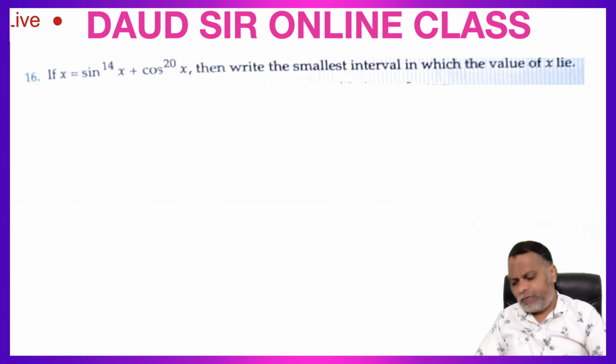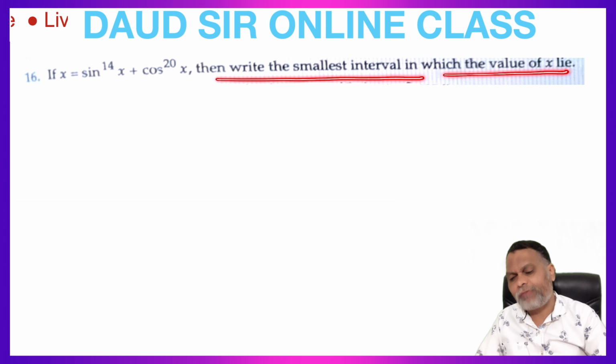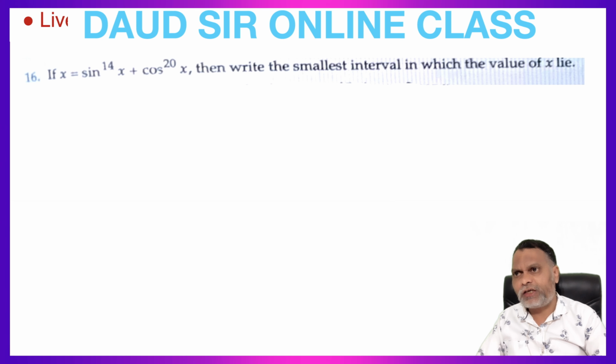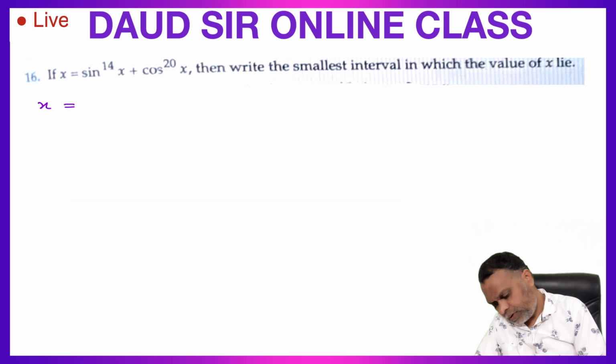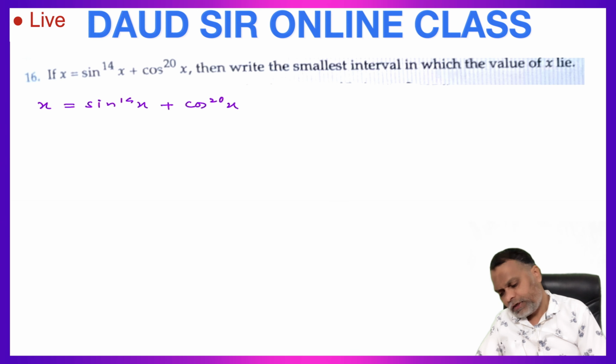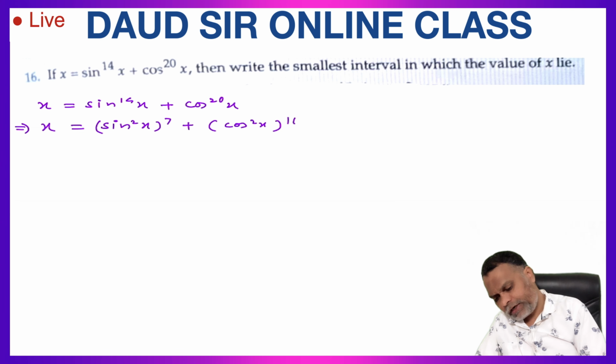Question number 16. If x is equal to sin raised to 14x plus cos raised to the power 20x, then write the smallest interval in which the value of x lies. Here we have to write the smallest interval in which the value of x lies. So we can write x is equal to sin square x whole raised to the power 7 plus cos square x whole raised to the power 10.